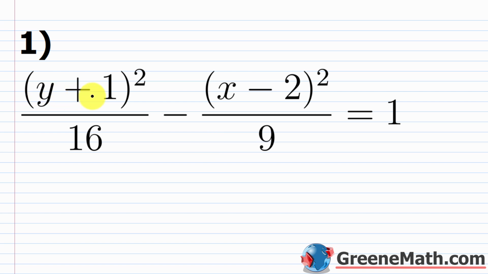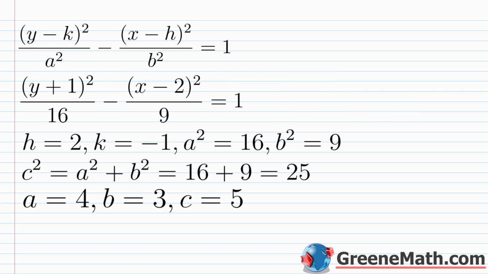So we have the quantity y plus 1 squared over 16 minus the quantity x minus 2 squared over 9 is equal to 1. The first thing you're going to do for this problem is just match the form. Do we have a transverse axis that is vertical, or horizontal? In this case, because the minus is in front of the x, the transverse axis is vertical. So you can just say it's a vertical hyperbola, and we're going to match with this form right here.